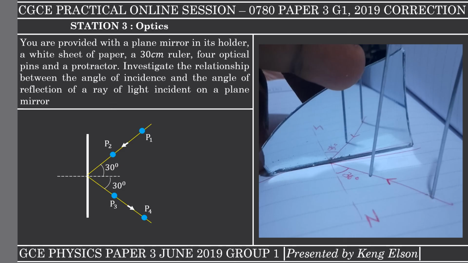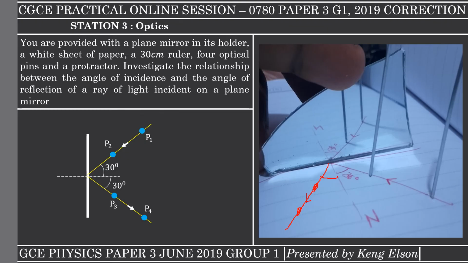Now how do I get a reflected ray? You basically take the other 2 remaining pins, and then you try to place them on this section of the paper, so that the 2 pins inside here and the other 2 pins are on the same line. That's all you have to do. When you do that, you can now remove the mirror, and then you measure this other angle. Because this is the reflected ray.